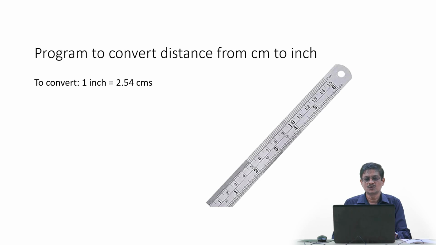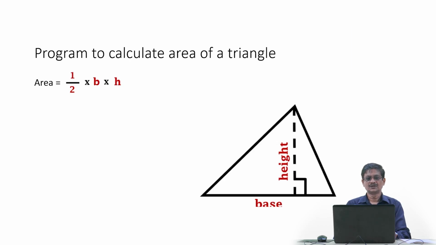Now let us see one more example. This is the example where I need to calculate the area of a simple triangle. Usually a triangle is defined by its base and its height, and the area of the triangle is half of base into height. So we can take b and h as variables for the base and height of the triangle, and then we can get the area.